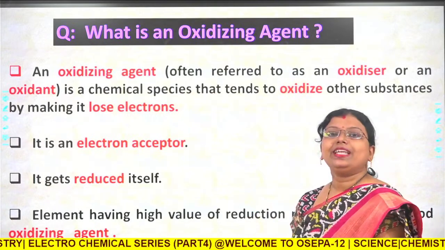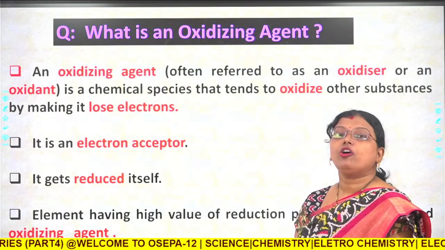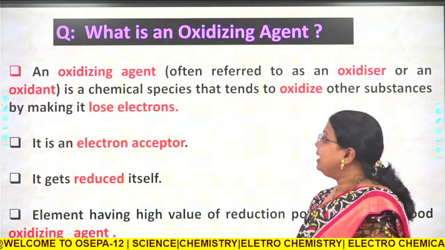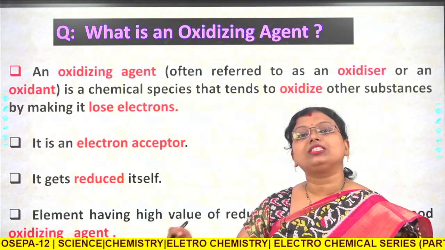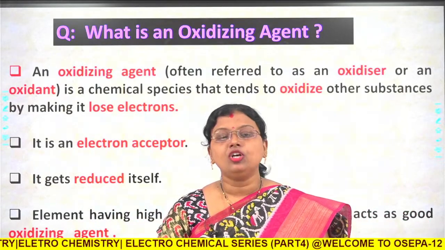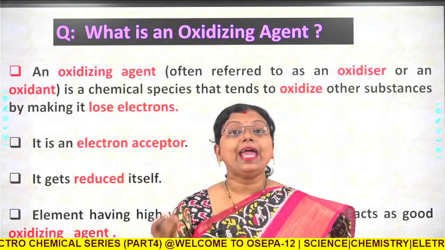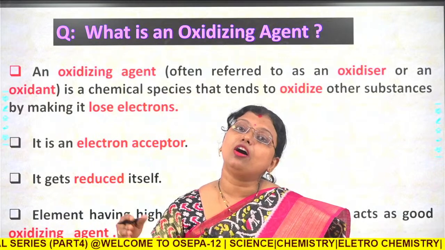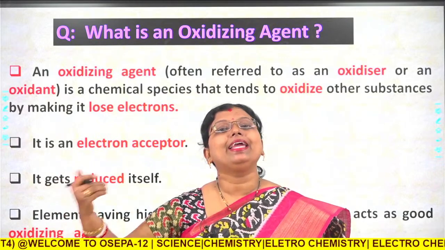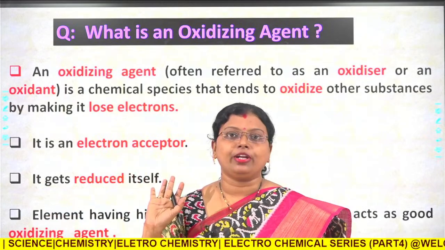So, an oxidizing agent is also called an oxidizer or oxidant. What is that? It helps in the oxidation of others. Oxidation is loss of electrons. So, it is such a type of species which helps in the oxidation of others by gaining electrons.